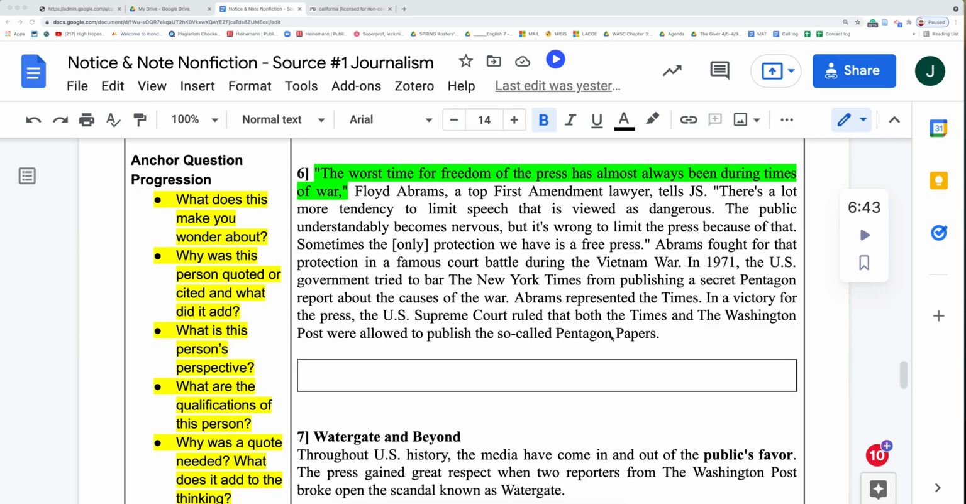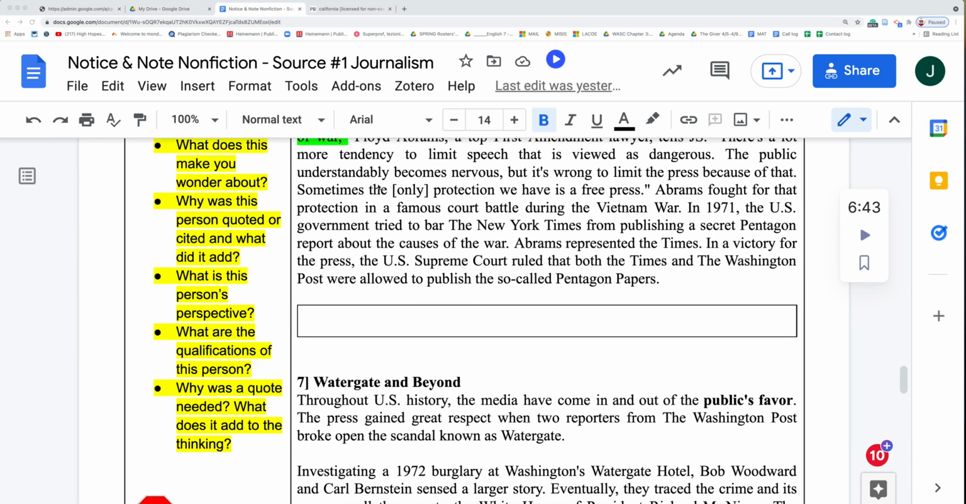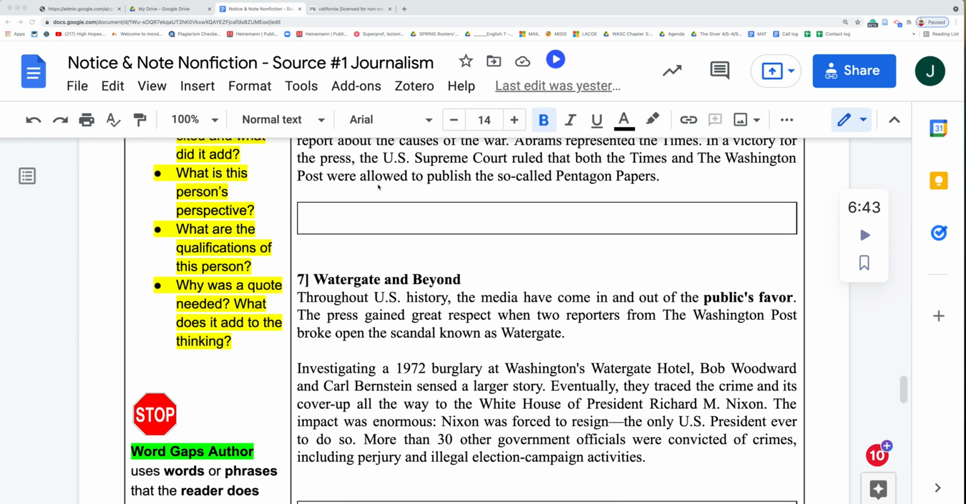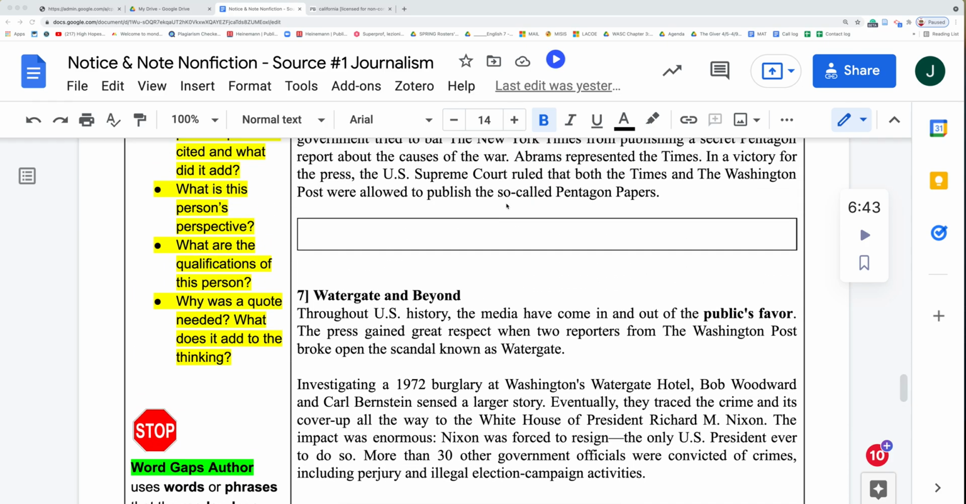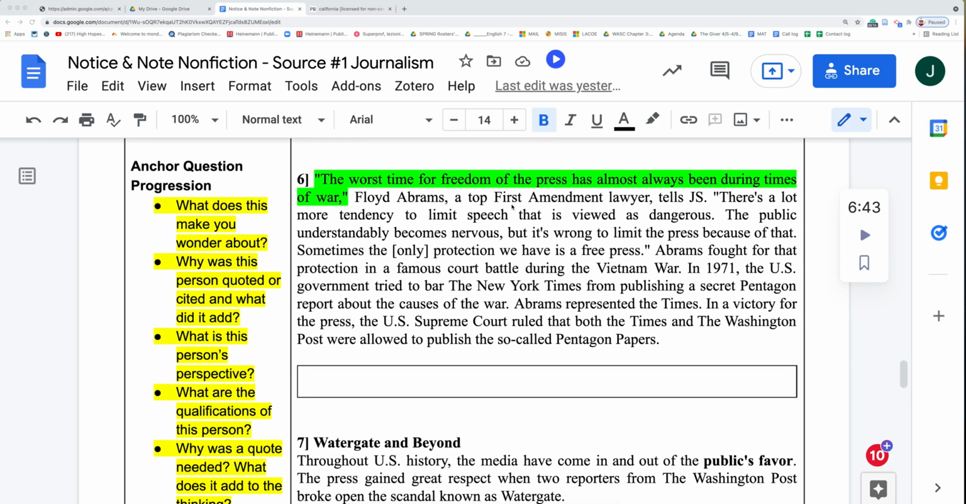Now, in order to save time, I've already highlighted quotes from this article, and I'm going to go ahead and continue all the way to the end. And word gaps are words that you absolutely have no idea what they mean, but you do not want to skip in case they are that important to understanding the whole article.